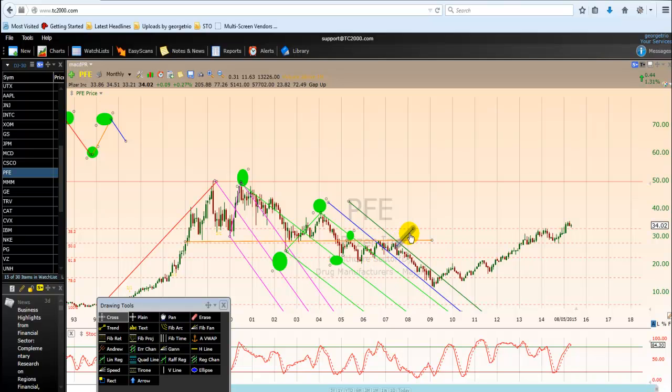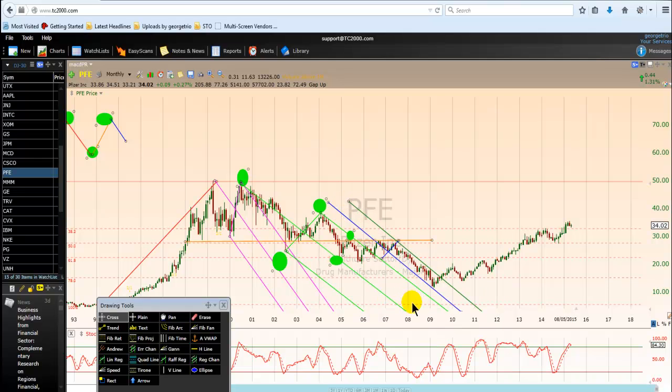If it breaks that, you project it again. If it's out of it again, you project it. You just keep projecting. That's what we call market geometry. By doing this, you know that the price has a high chance to stop somewhere along this projected line here, the dark green here.